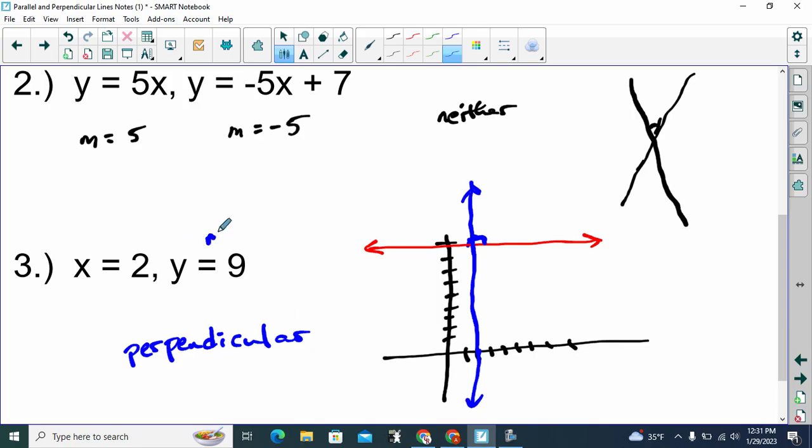Notice the slope of this one is 0. The slope here, remember a vertical line, it's undefined. Notice if I have y equals mx plus b, I don't have a y at all. There is no slope, undefined slope.